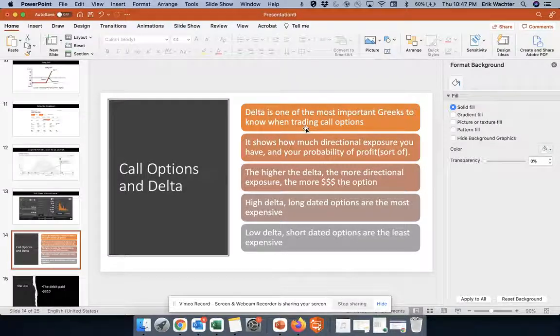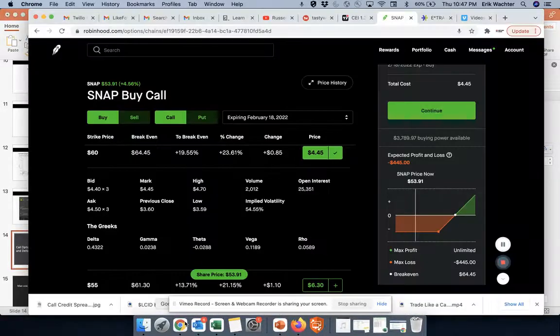Basically, the higher the delta, the more the option contract costs. The higher the delta and the longer the date of the option, the most expensive version of the call option. And the opposite holds true: the lower the delta and the shorter the date of the option, the less expensive, or the cheapest, it is.